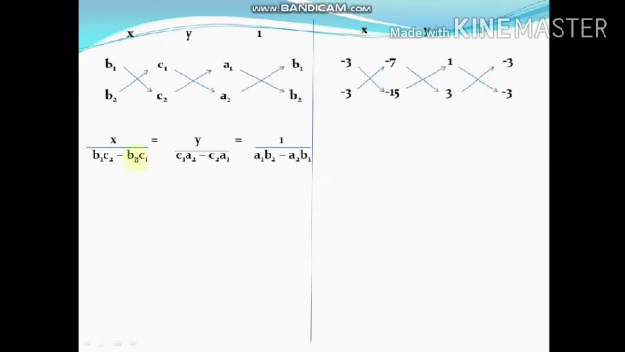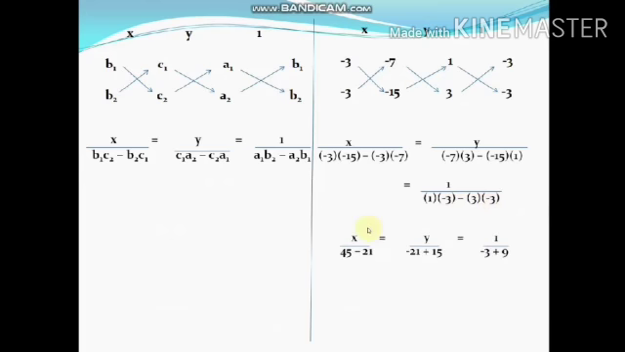Then we will get x upon b1 c2 minus b2 c1 equals to y upon c1 a2 minus c2 a1 equals to 1 upon a1 b2 minus a2 b1. And in this example, we will get x upon minus 3 into minus 15 minus minus 3 into minus 7 equals to y upon minus 7 into 3 minus minus 15 into 1 equals to 1 upon 1 into minus 3 minus 3 into minus 3.